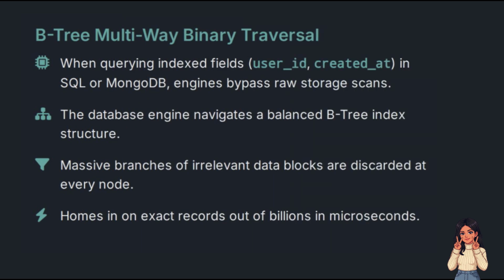Think about data indexing. When you write an SQL query or call a find operation in MongoDB on an indexed field like a user ID or created at timestamp, the database engine isn't raw scanning your storage drive. It's traversing a B-tree structure. At its absolute core, navigating an index is just a multi-way binary search. The database evaluates a key, completely discards massive branches of irrelevant data blocks, and homes in on your exact record out of billions in microseconds.